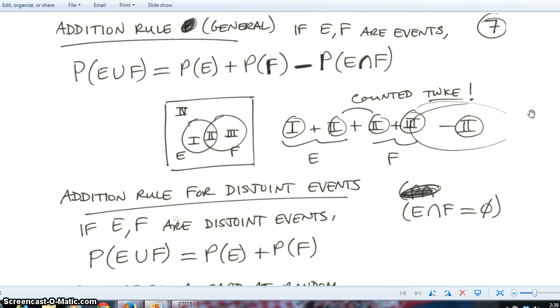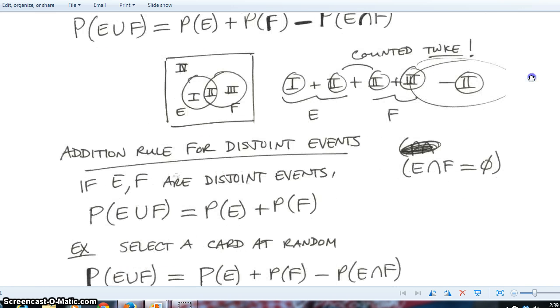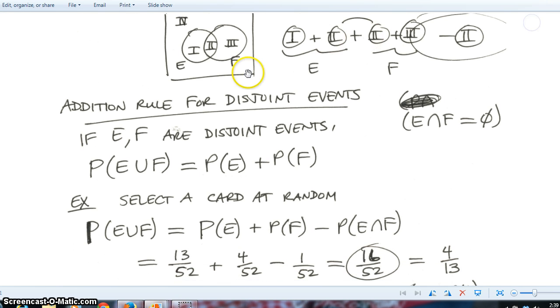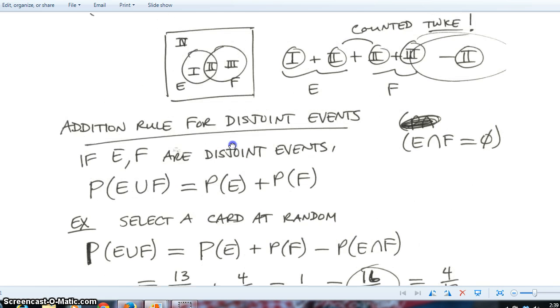Okay, well, there's a special case of this. So if the two events happen to be disjoint, or mutually exclusive, they're called, which simply means that they have empty intersection. Their intersection is impossible. Then what's going to happen? Well, let's look at the formula.